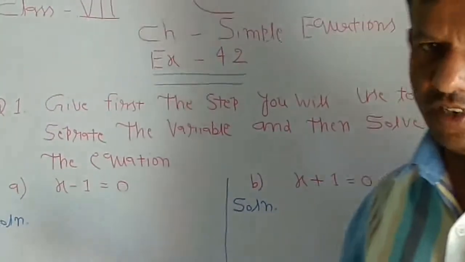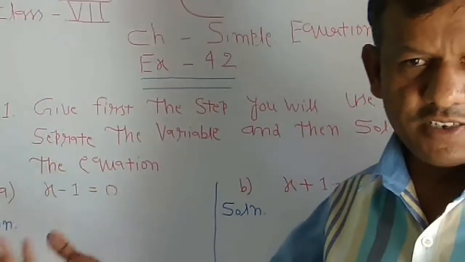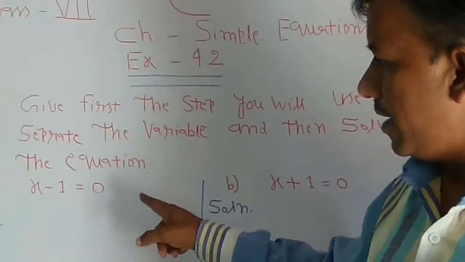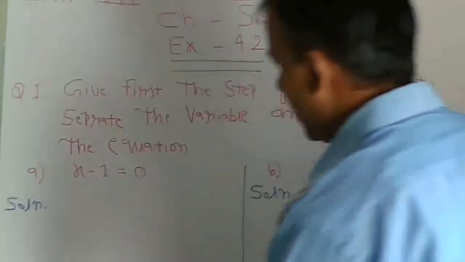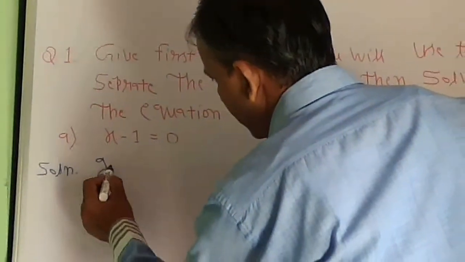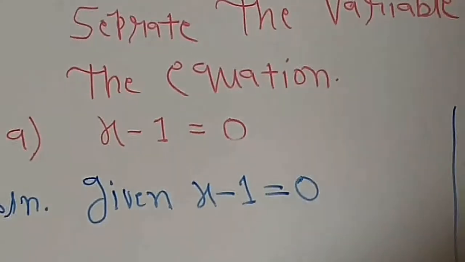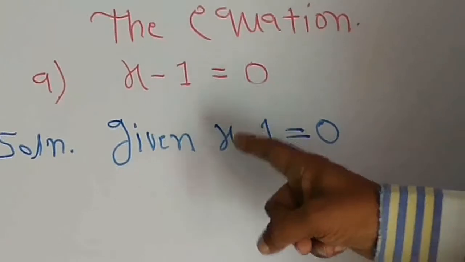In this equation, there are two parts, left hand side part and right hand side part. In the left hand side part, x minus 1 is given, and in right hand side it is 0. So first we are going to write what is given. Given: x minus 1 equal to 0. In this particular equation, it is minus 1 and the variable is x.